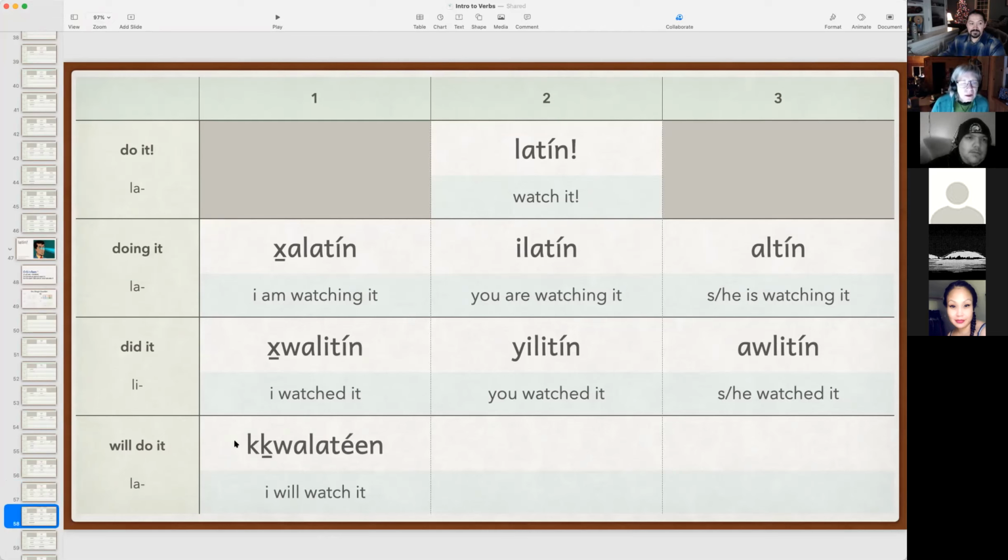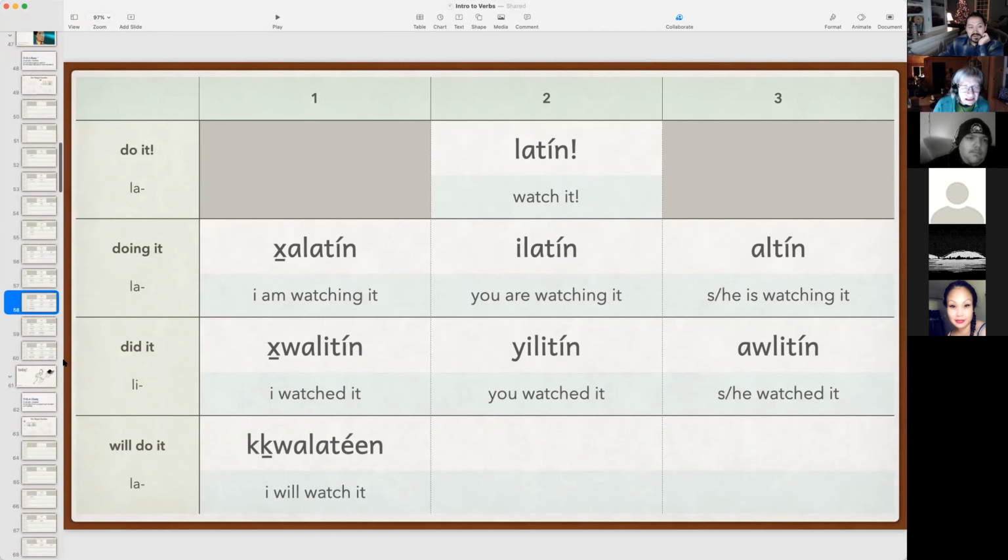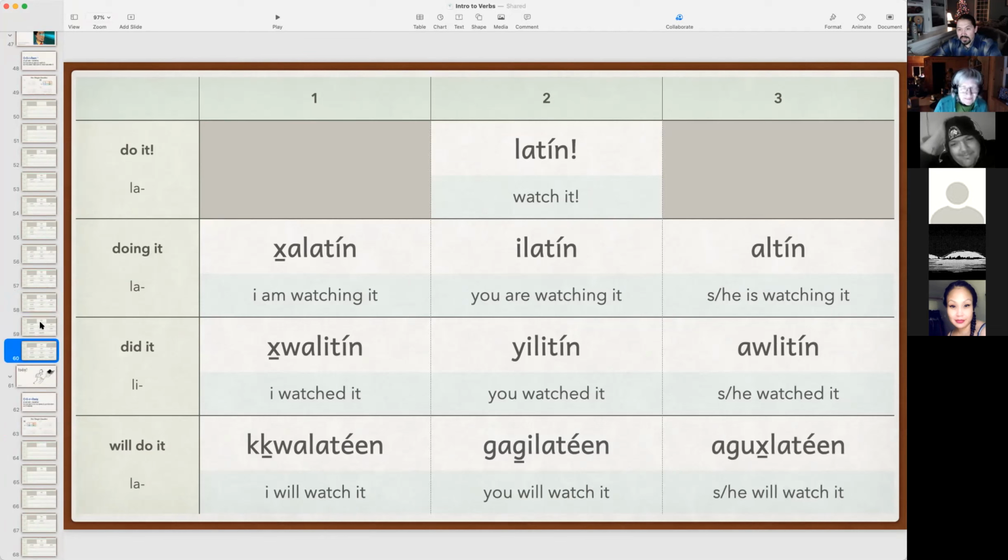Kakwashatin. Kakoshatin. Gakishatin. Kakeshatin. Agukshatin.